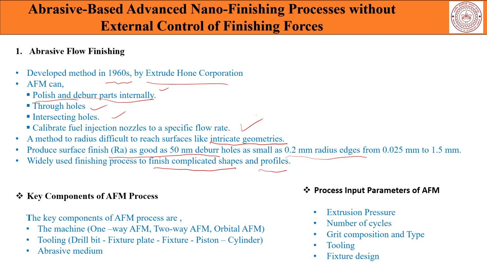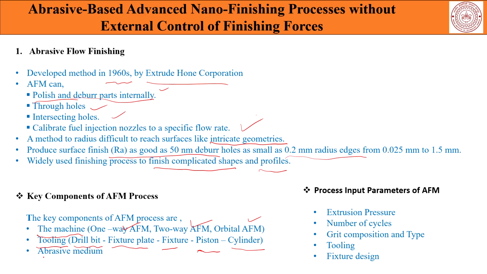Key components of AFM processes include the following. You have a particular machine which provides either a one way flow of the abrasives or a two way flow or an orbital flow, as I will illustrate in a short while. They do contain toolings where there can be drill bits, fixture plates, fixtures, pistons, cylinders, which are able to guide the pressure. The pressure wave is responsible for shifting the flow of the abrasive within capillaries or venturis of smaller sizes, and therefore you have to route the pressure in an appropriate manner.